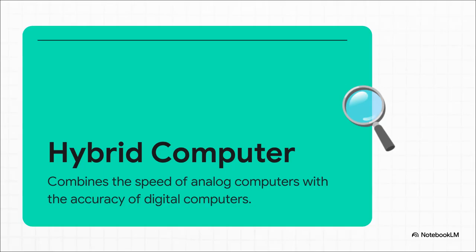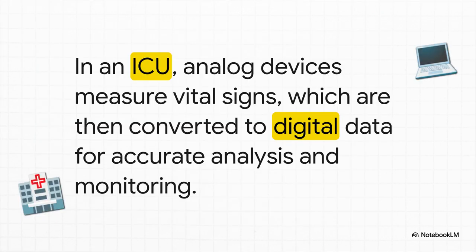Okay, so what happens when you need the best of both worlds? What if you need that real-time speed and the pinpoint accuracy? Well, that's exactly where the hybrid computer comes in. Its whole reason for being is to fuse those two worlds together. A perfect and really important example is a hospital's intensive care unit. You see, analog devices are great for continuously measuring a patient's vital signs, things like heart rate and temperature. That real-time analog data then gets converted into digital numbers for the other system to analyze. You get analog speed with digital's precision, right when it matters most.